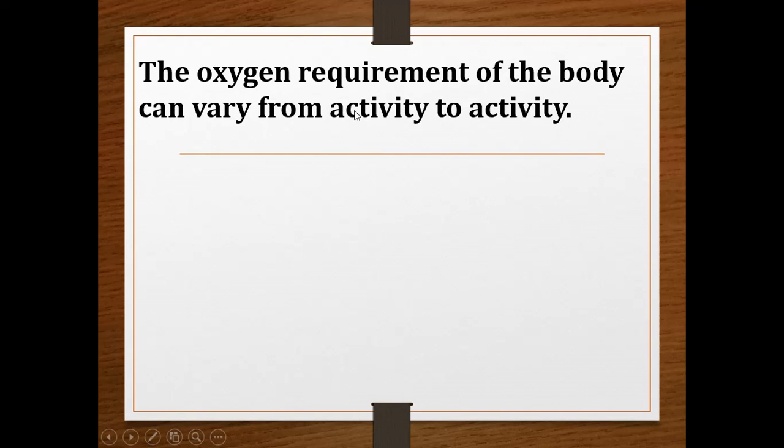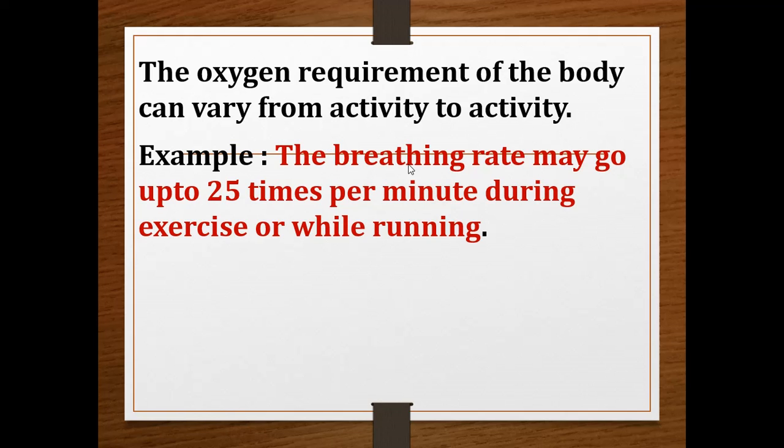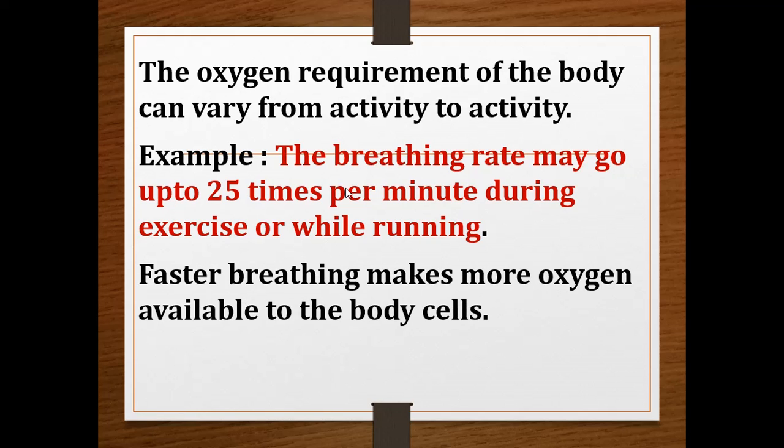The oxygen requirement of the body will vary depending upon the activity. For example, the breathing rate will go up to 25 times per minute during exercise or while running. Normally it is 15 to 18 per minute. Faster breathing makes more oxygen available to the body cells.